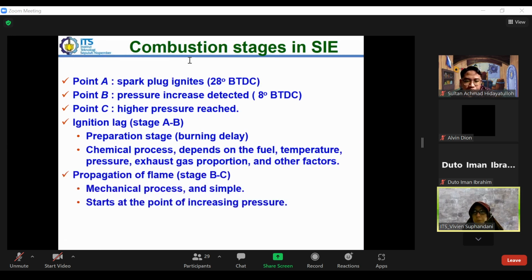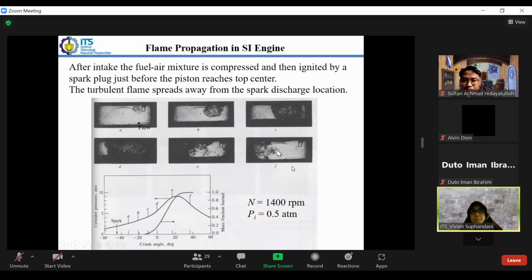It is a mechanical process, a burning wave, and this starts at the point of increasing pressure, from B up to the maximum pressure. We will see here how it looks. We have a photograph taken in the combustion chamber, in which this is the area of the top dead center, the clearance volume. This is when it reaches the top dead center.